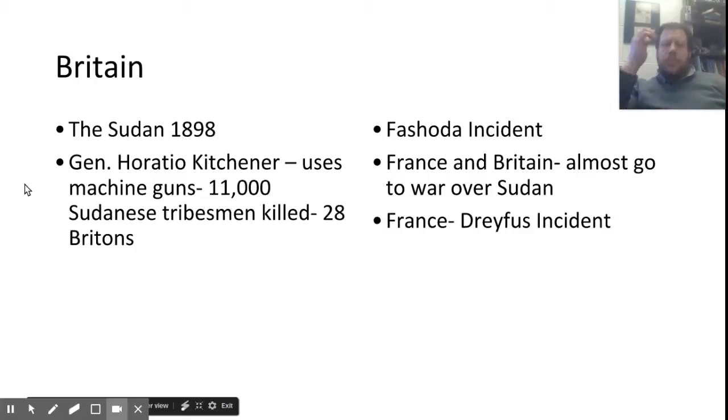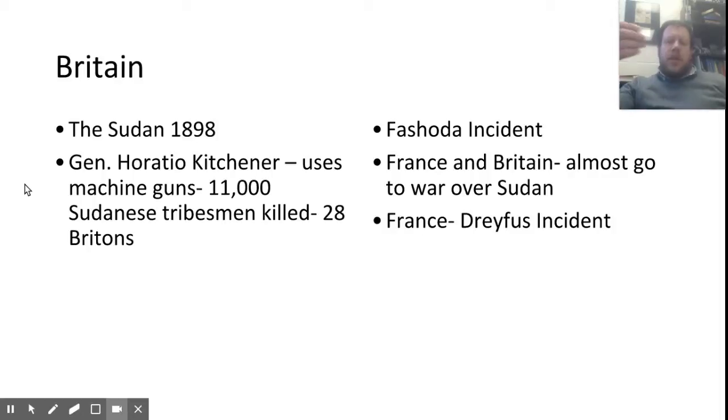Now, Britain does their own things. Britain has their own problems in Sudan, where they want to control Sudan. Now, Sudan is just south of Egypt and is a big chunk of desert and stuff. But there was an area that Britain had ruled for a long time. And so eventually there were revolutions between the people that were living there.